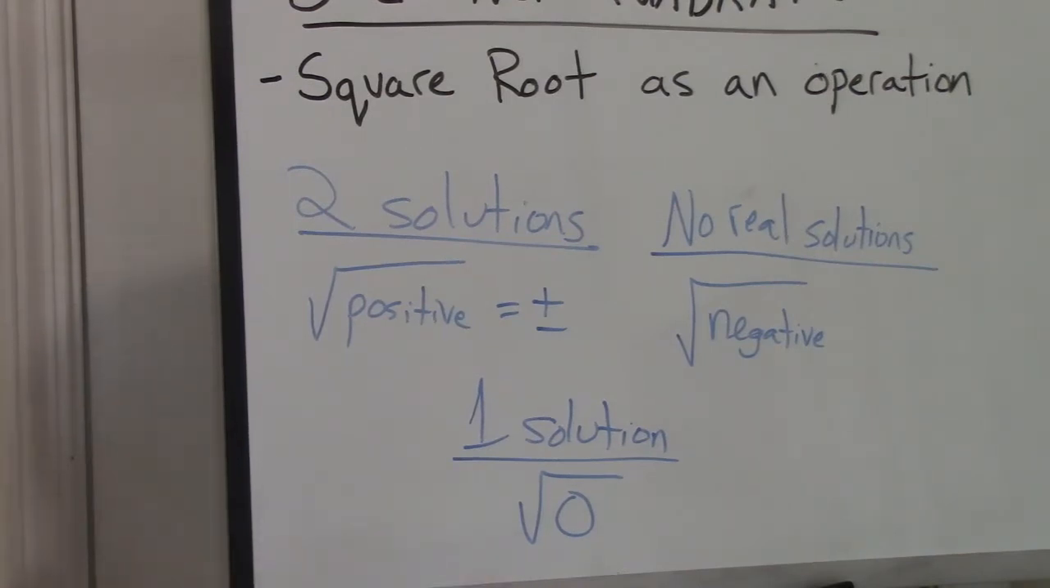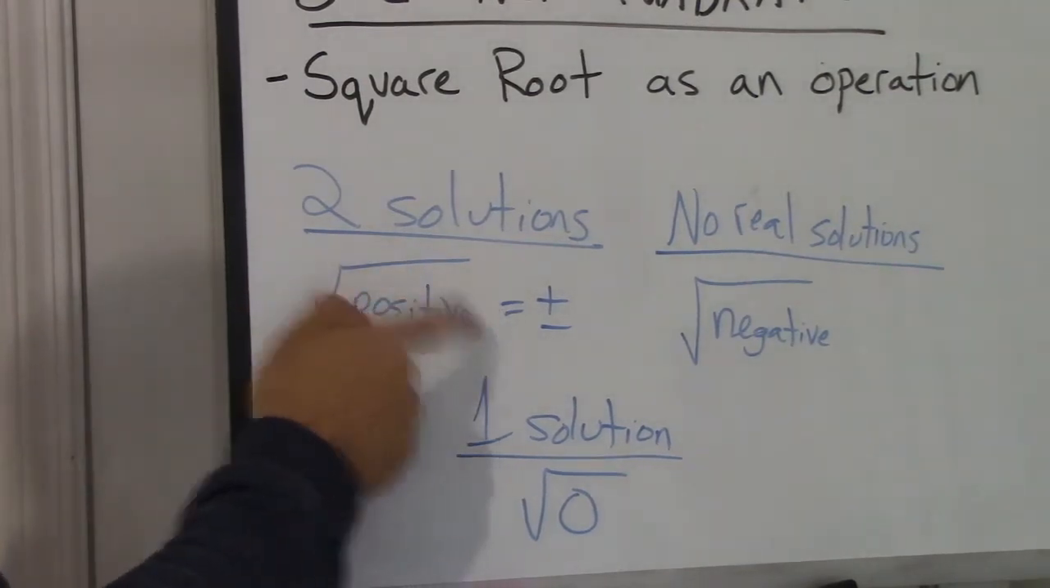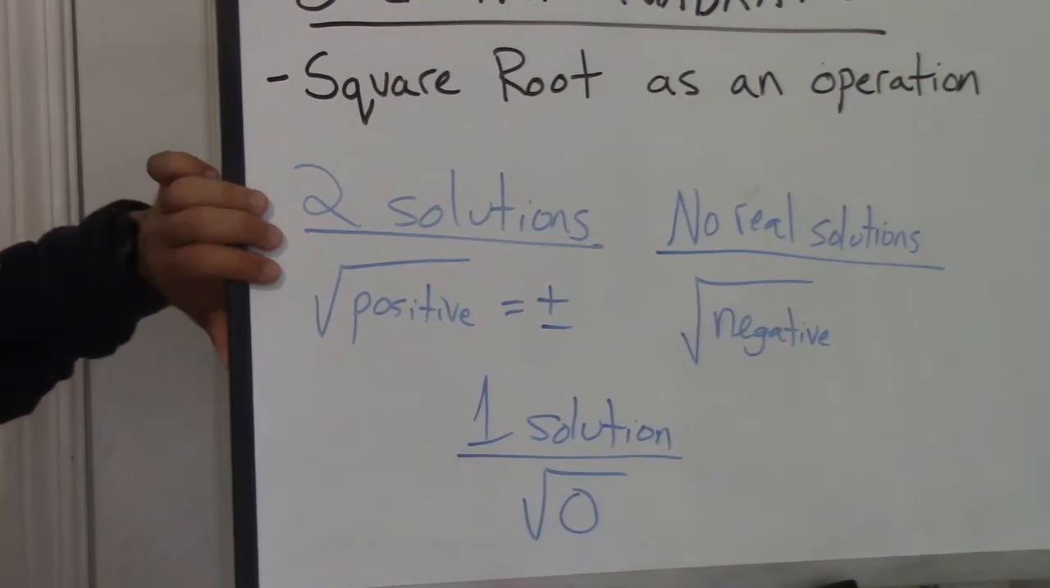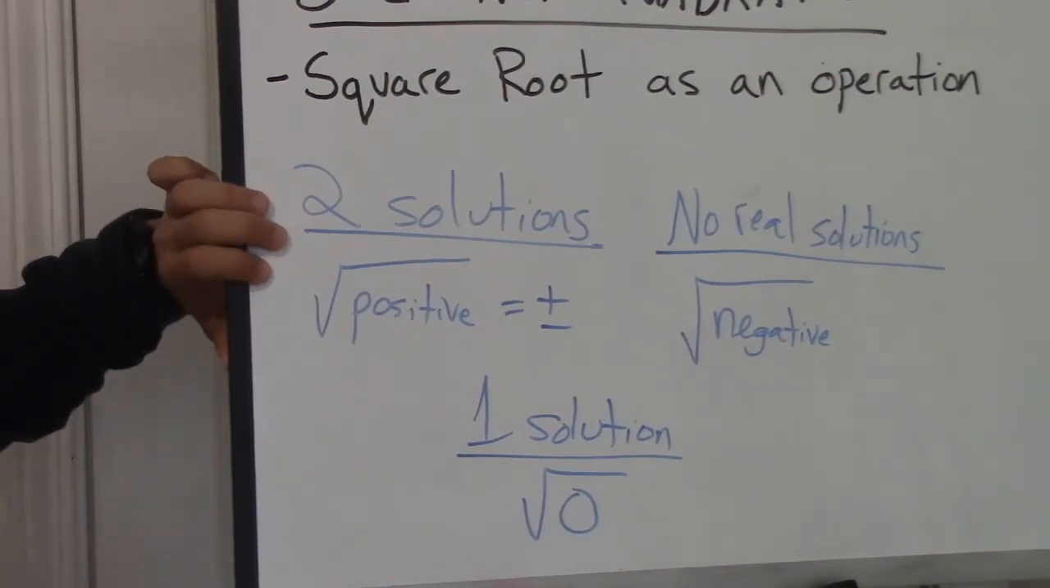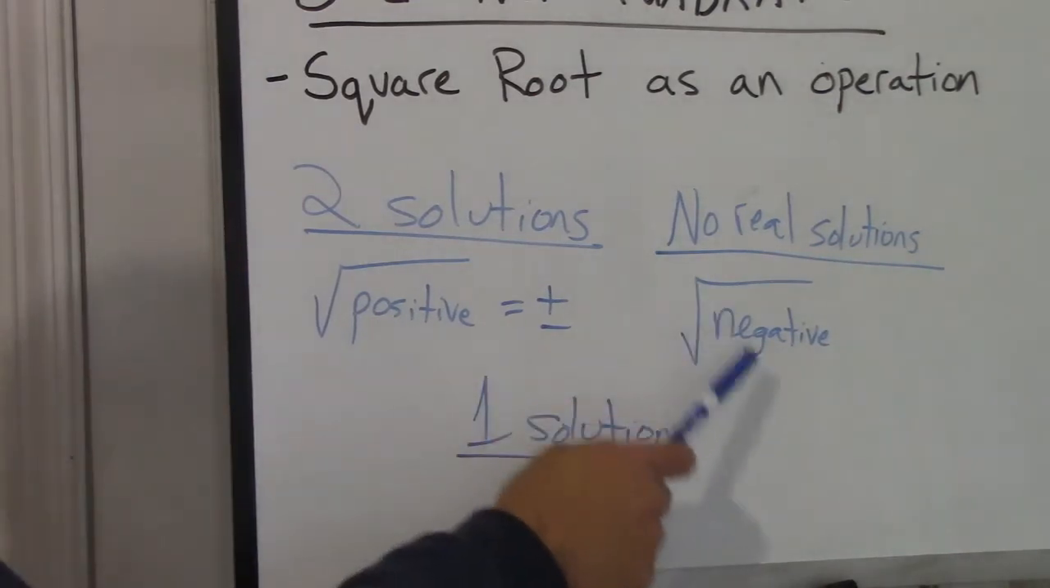And that's because 0 is not positive or negative, so the only number that multiplies by itself to get 0 is 0, and there's only one version of 0. There's not two versions like in this case where you have a positive and a negative version. 0 is just 0. So again, these are the most common ones, these top two. Two solutions if you have a positive number, no real solutions if you have a negative number.